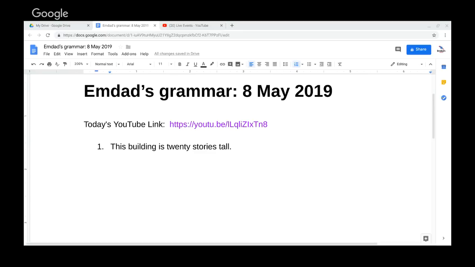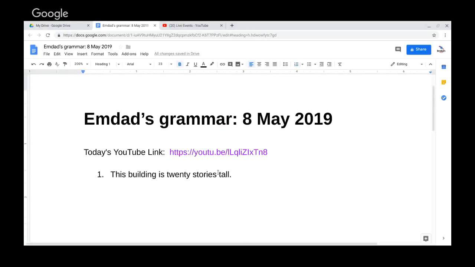So S-T-O-R-E-Y-S. So this word here is wrong. It should have been S-T-O-R-E-Y-S. This building is 20 stories tall. Can you still find a mistake here? Well, there's definitely something wrong with the sentence. Although this part, stories, is right because it's plural of story. But there's definitely something wrong with this sentence, yeah?